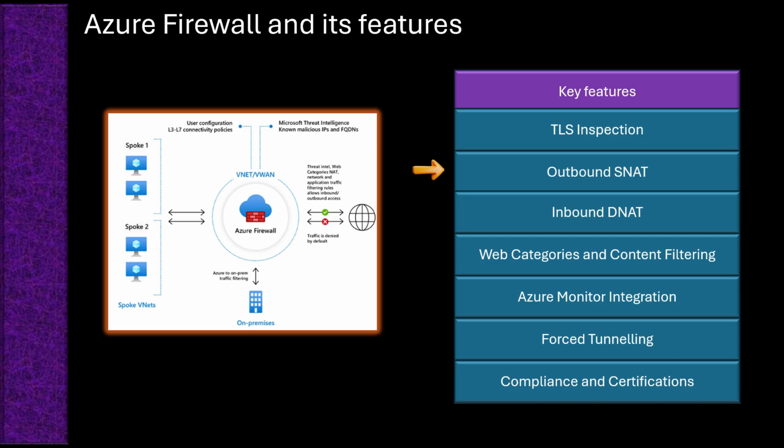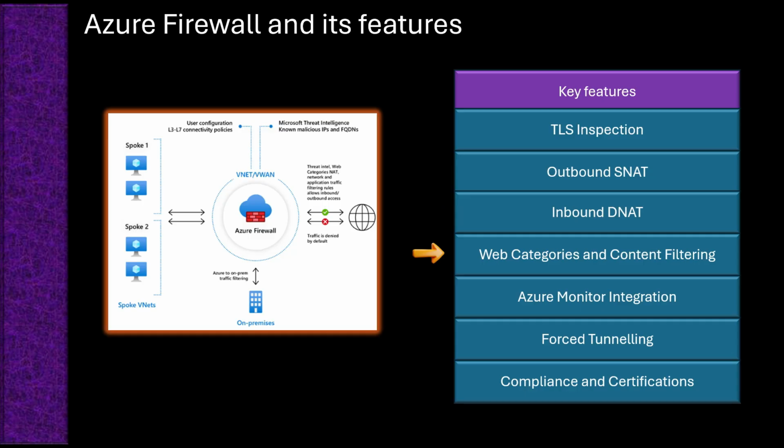Source network address translation ensures that all outbound virtual network traffic has Azure Firewall's public IP address, which makes it easy to monitor and manage all outbound connections. Destination network address translation allows inbound internet traffic to reach private IP addresses within your virtual network by translating the public firewall IP to the appropriate internal destination.